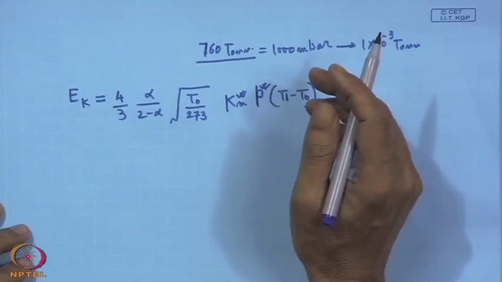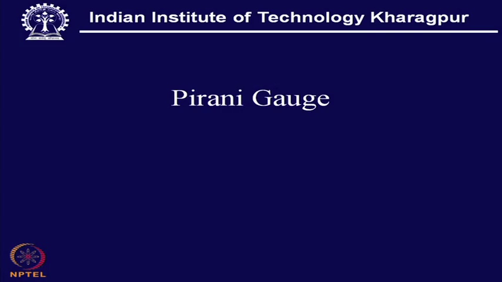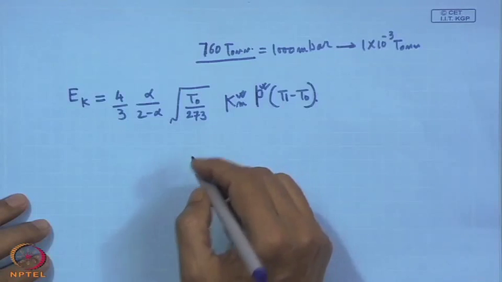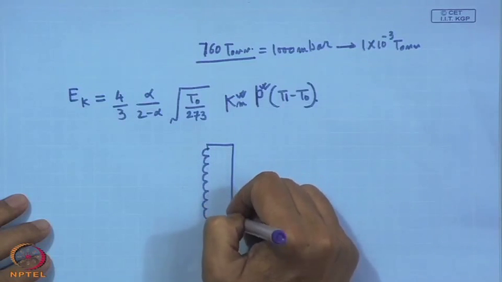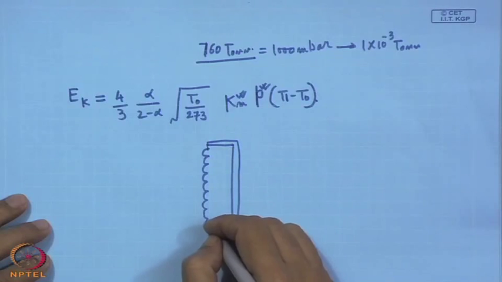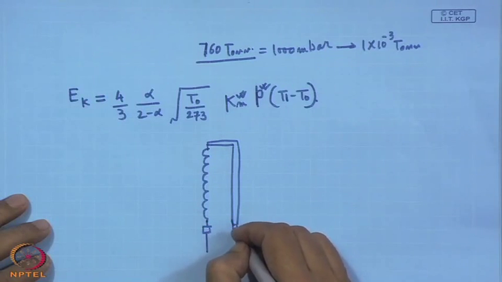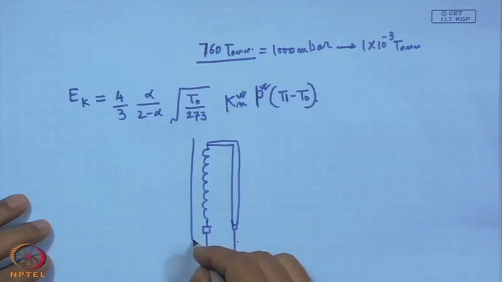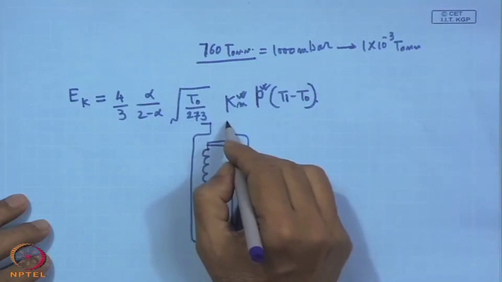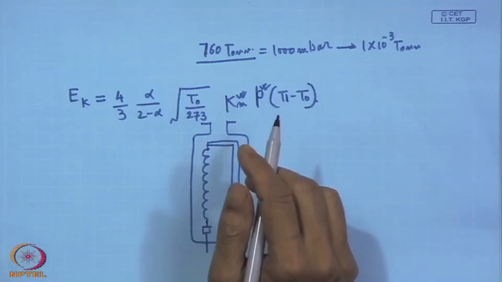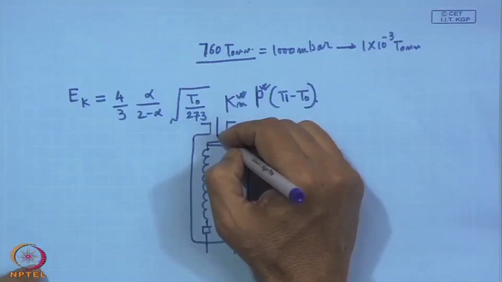Now, this guiding equation is well utilized in the construction of a gauge based on this thermal conductivity principle, and one such gauge is the Pirani gauge. In this Pirani gauge, what we see is basically a heating coil, supported on a stand, with two terminals, and the whole thing is encased in a container, and this side is the opening. So, this side can be connected with one port of the vacuum chamber.